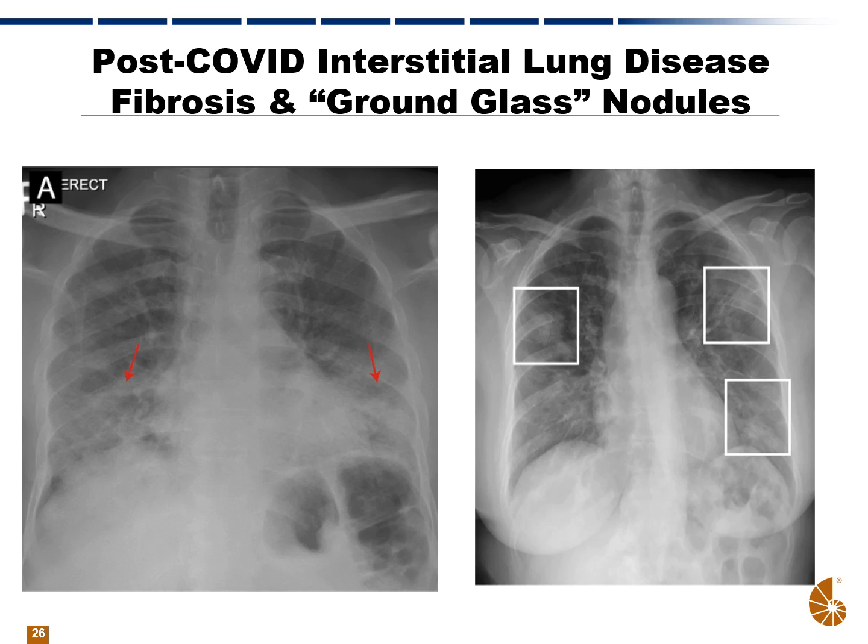Here are some additional pictures, but this is a post-COVID interstitial lung disease pictured on the right. And you can see these rounded areas that kind of look like somebody ground some glass. At least use your imagination. That's how they're described. And ground glass nodules are often seen in post-COVID interstitial lung disease.